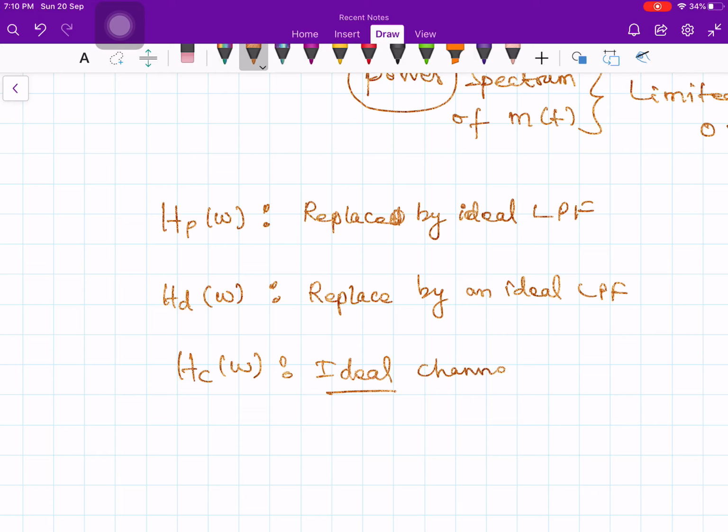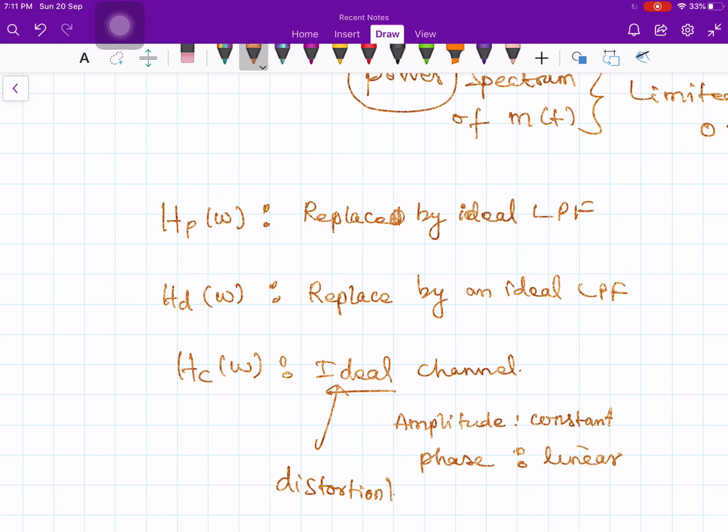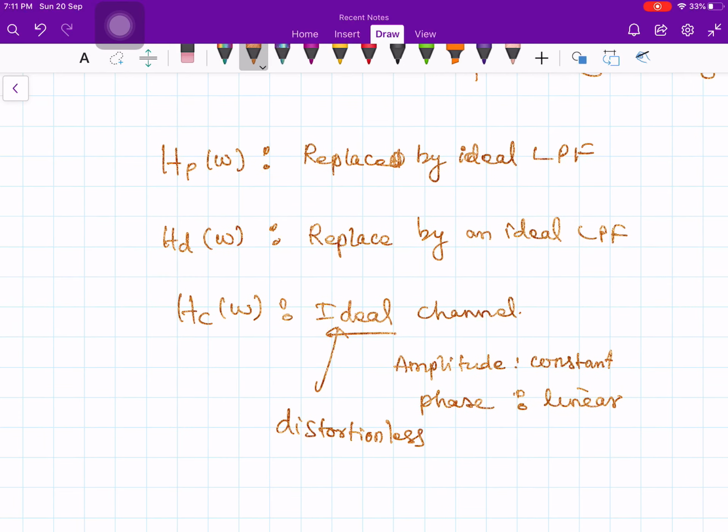So what is the characteristic of an ideal channel? Its amplitude response is constant over the bandwidth of interest, and phase response is linear. This we discussed in the beginning of the course. So what is the meaning of ideal? Distortionless channel. There is no distortion introduced by the channel. So this H_C(omega) also will be replaced by an ideal low pass filter.